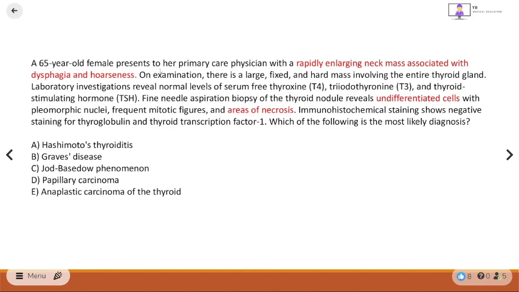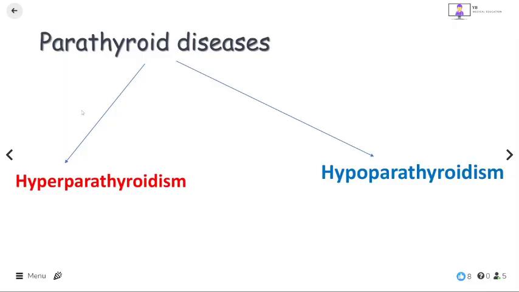Let's see this case. A 65-year-old female presents to her primary care physician with a rapidly enlarging neck mass associated with dysphagia and hoarseness. On examination, there is a large fixed hard mass involving the entire thyroid gland. Normal levels of T3, T4, thyroid-stimulating hormone. Fine needle aspiration reveals undifferentiated cells with pleomorphic nuclei, frequent mitotic figures, which is associated with any type of cancer in any cell, and areas of necrosis. Immunohistochemical staining is negative for thyroglobulin, and so on. Which of the following is the most likely diagnosis? This is anaplastic carcinoma of the thyroid.